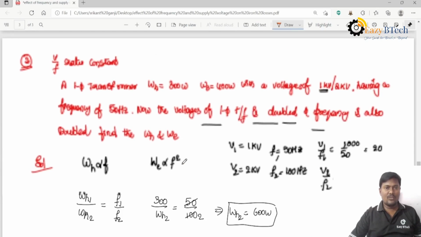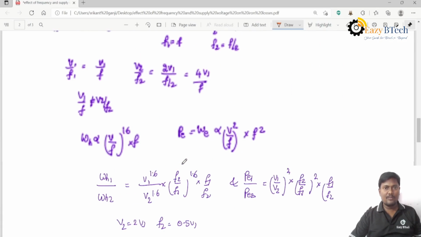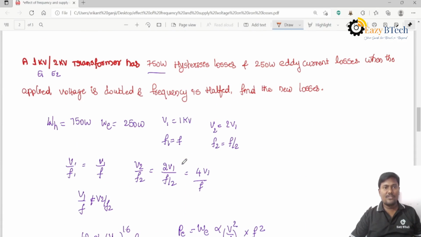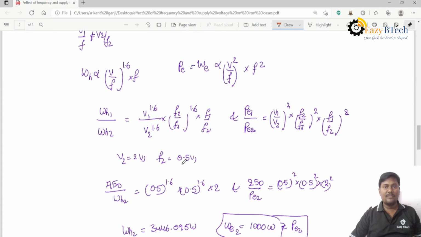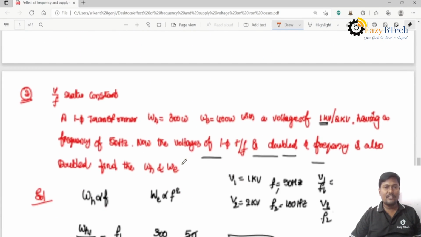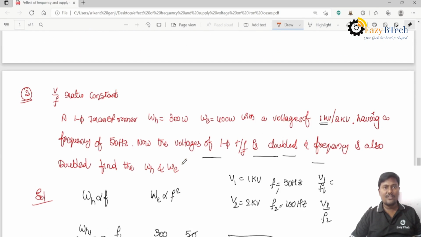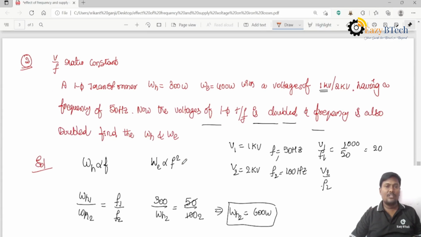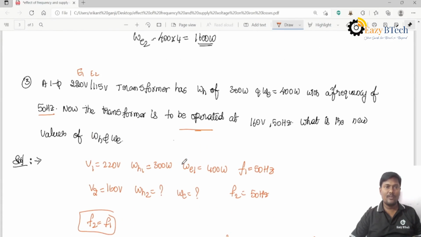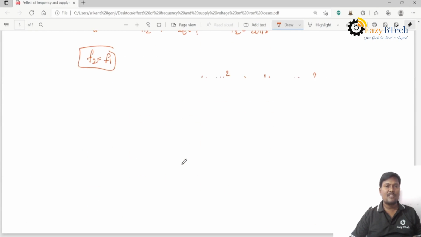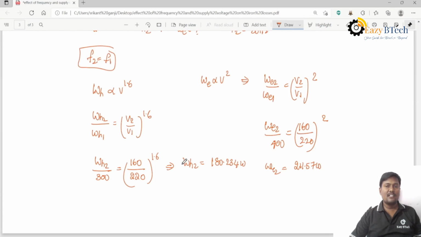See, in the first problem, the V by F ratio is not constant, and then we are calculating with the frequency variation. Coming to the second problem, if V by F ratio is constant, what are the hysteresis losses and eddy current losses? And coming to the third problem, the frequency is same, what are the hysteresis losses and eddy current losses?